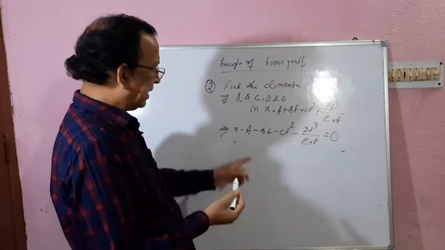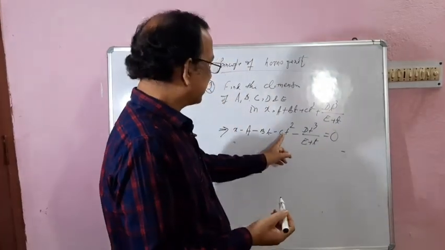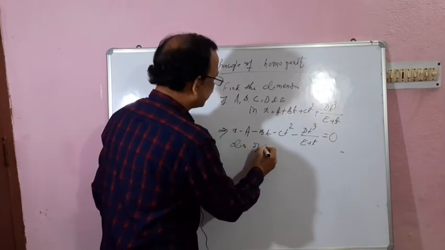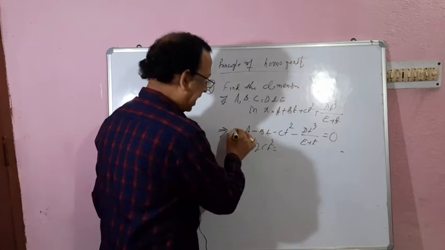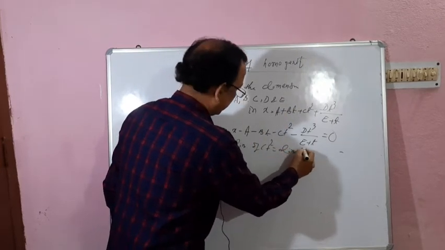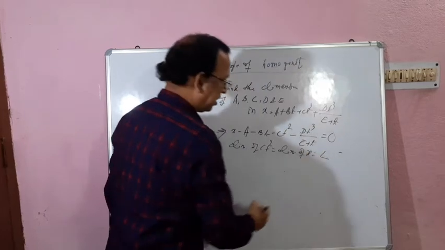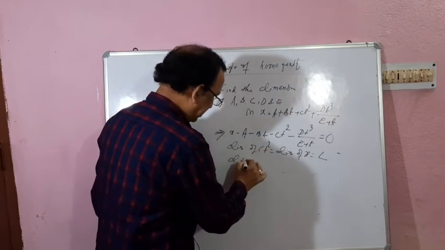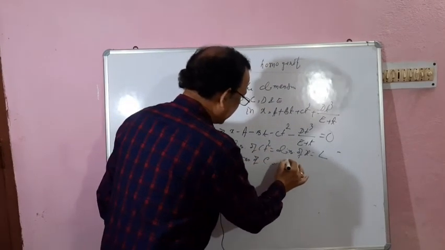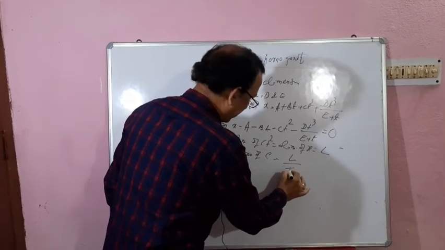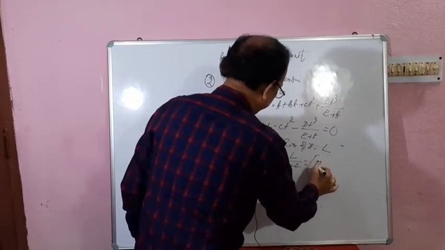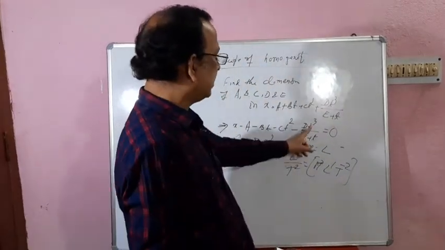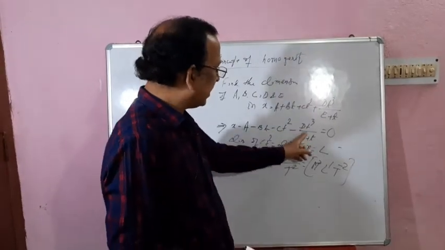Dimension of C: the dimension of x is equal to the dimension of CT square, and that is L. So C means L by T square. So the dimension of C is equal to L by T square, which is equal to M0 L1 T minus 2. Now the dimension of D and E.